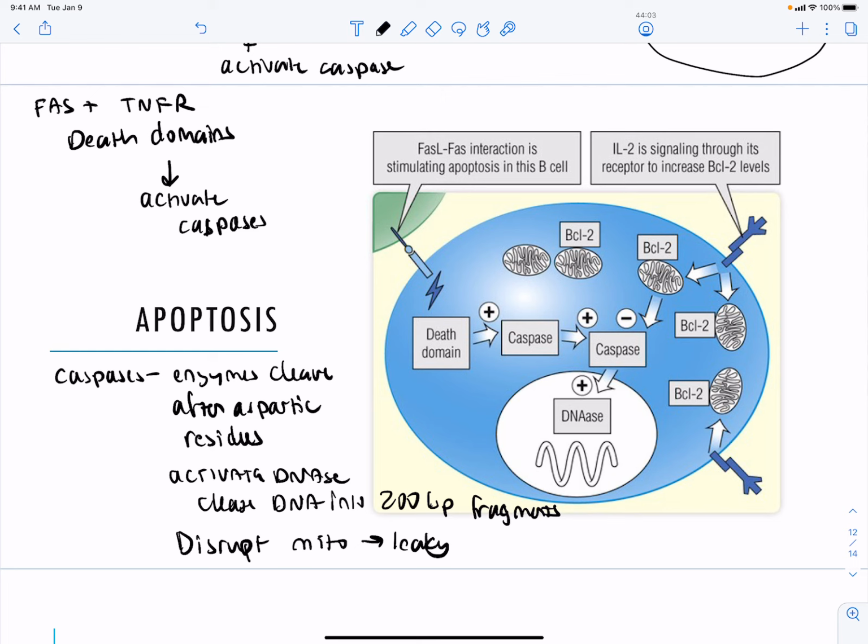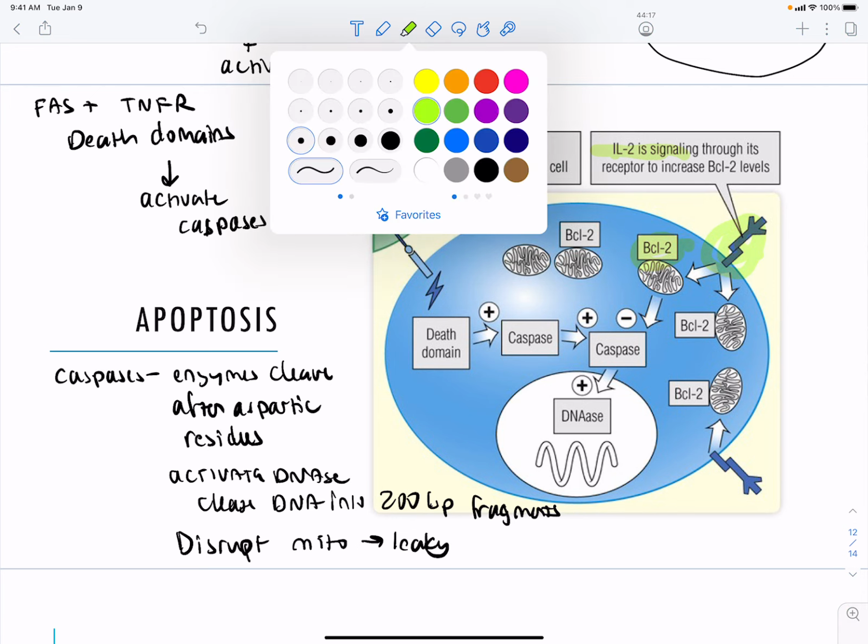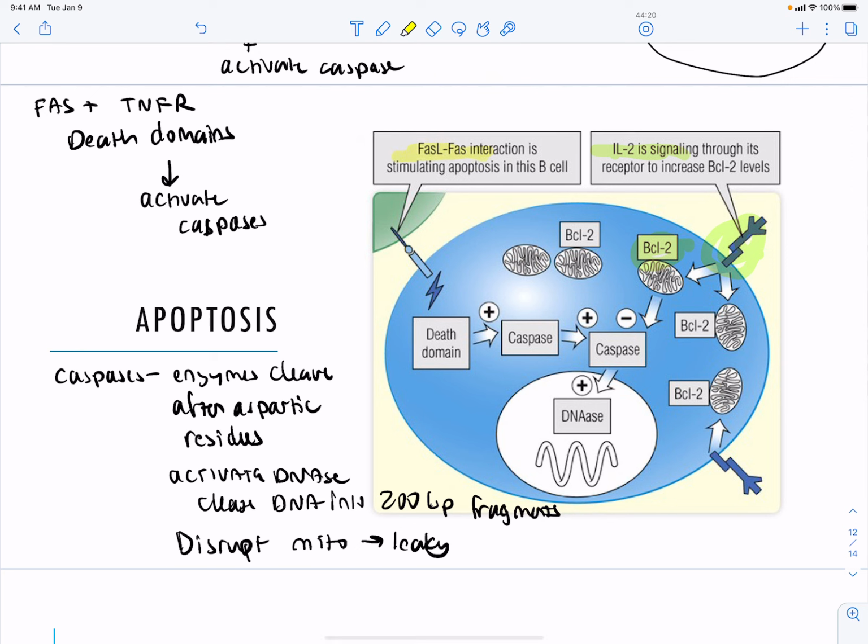Now, what this is showing here is you have two sort of opposing signals going on in this cell. On the one side, you have IL-2, and this is giving a signal to survive through BCL2. And then on the other side, you have Fas, and this is giving a signal for death through caspases. And so BCL2, as long as IL-2 is present, will protect the cell from undergoing apoptosis. But as soon as IL-2 levels go down, the cell becomes susceptible to apoptosis because it's lost that anti-apoptotic BCL2 signal.